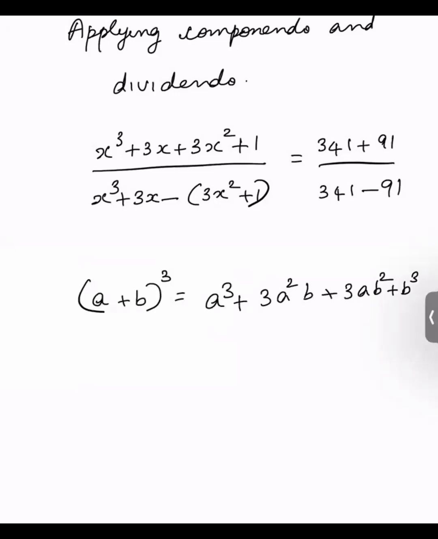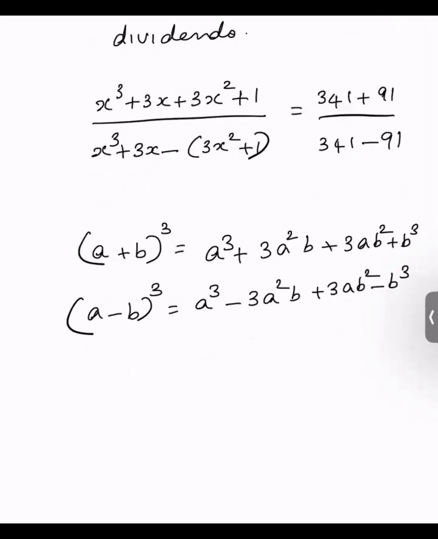Now, what is A minus B whole cube? A minus B whole cube is same as above, just that the second term and the fourth term will become negative. Rest everything will be positive terms. So it will be A cube minus 3A square B plus 3AB square minus B cube.